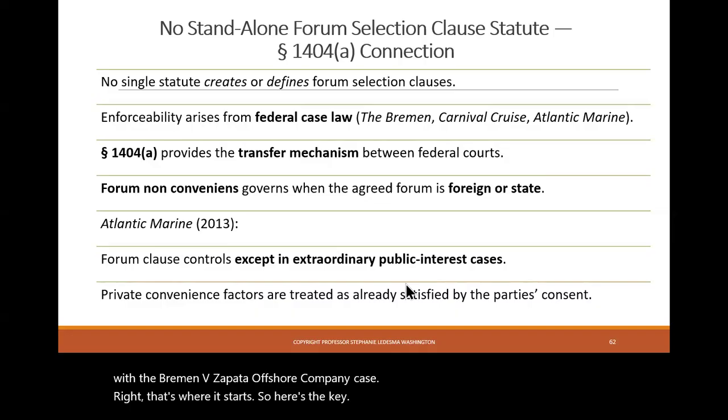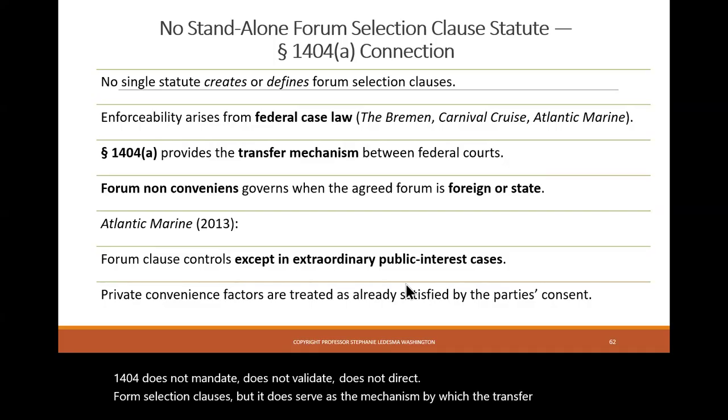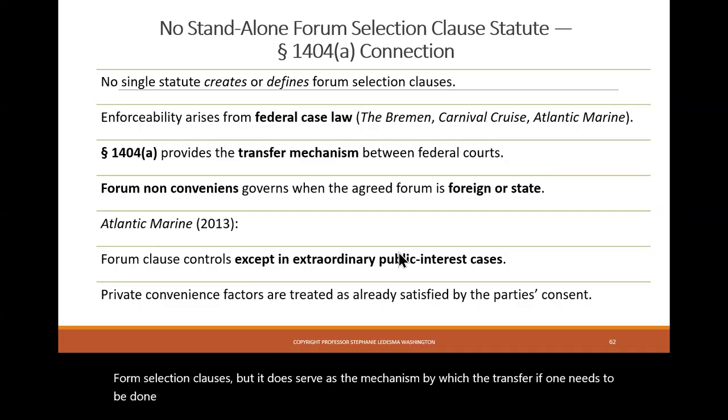So here's the key. What you see in Bremen is the court utilizing 1404 to enforce the forum selection clause, right? 1404 does not mandate, does not validate, does not direct forum selection clauses, but it does serve as the mechanism by which the transfer, if one needs to be done, actually takes place. Okay.